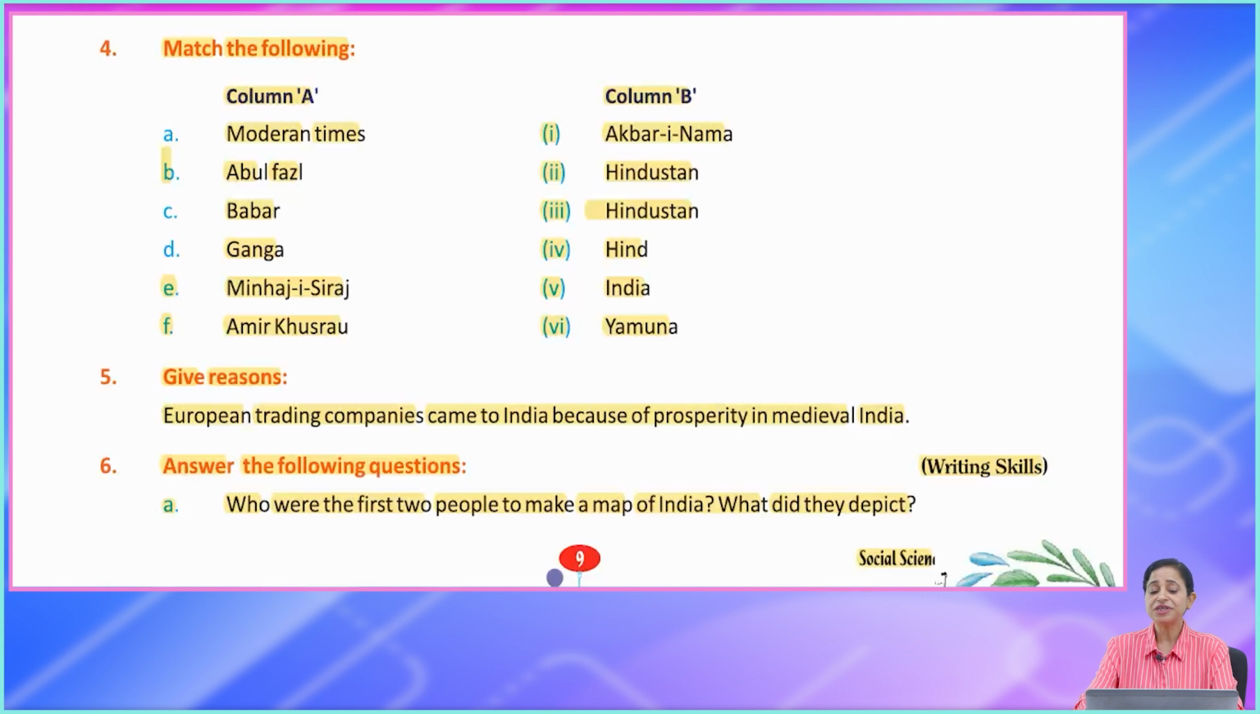Okay, in fifth question, bacho, you have to give reasons. European trading companies came to India because of prosperity in medieval India. So you have to give reason for this. Find out the reason from your chapter and give it. Now you have answered the following questions. You have to just check the answers of these questions in your chapter. These questions are given. Just go through the chapter and write these answers in your notebook.